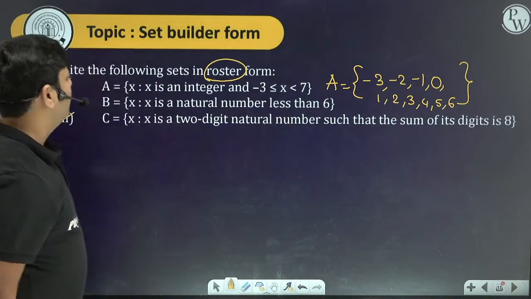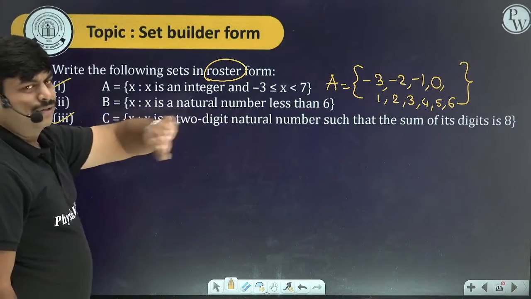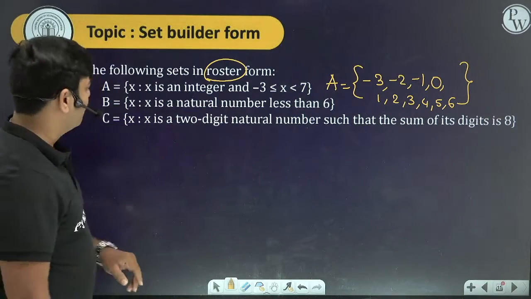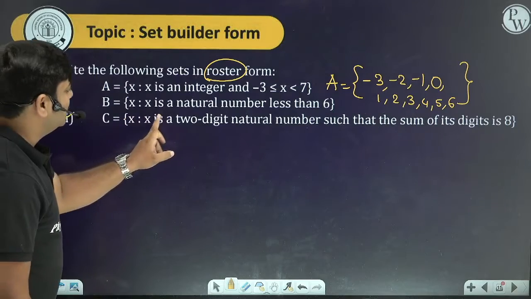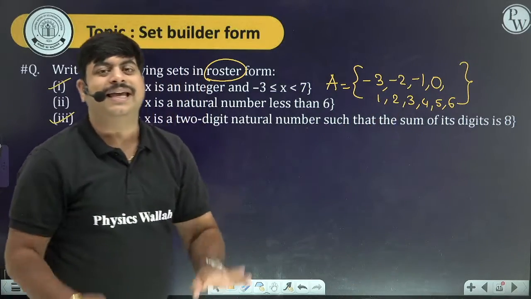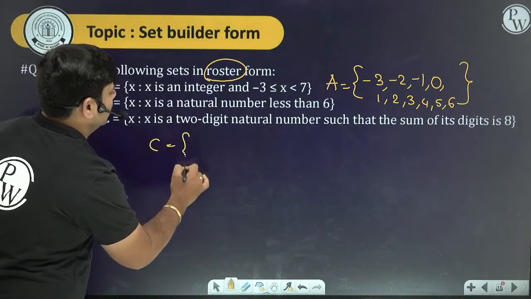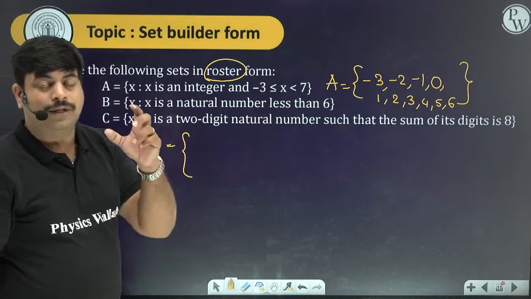Okay. Next one. Third question. B, I'm leaving that for you. Natural number less than 6. Straightforward. Very simple question. See. X is a 2-digit natural number such that the sum of its digits is 8. So I want to write all the 2-digit numbers such that the sum of the digits is 8.